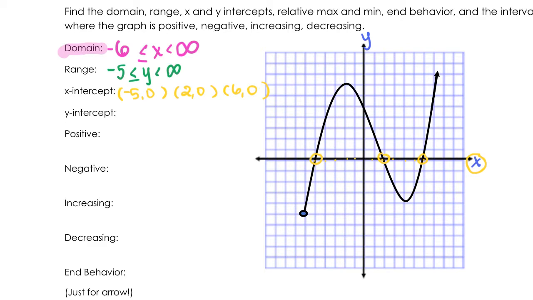Similarly, the y-intercepts, let's check those out, see where the graph crosses the y-axis. 1, 2, 3, 4, 5. Write that as an ordered pair, 0, 5.